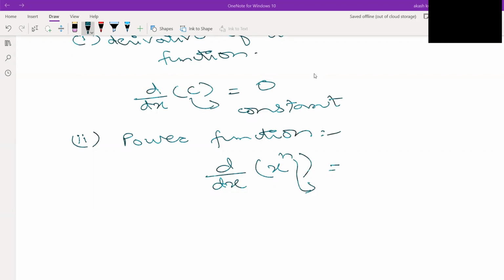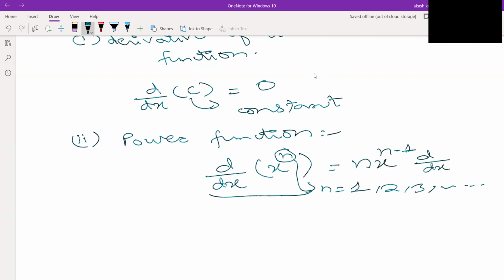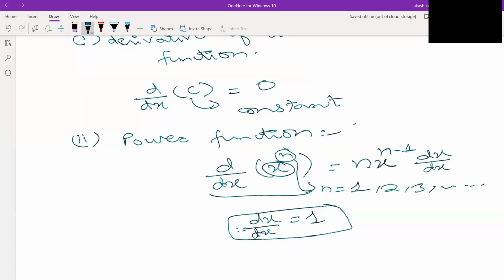So this was the rule. If n can be any number, like 1, 2, 3, 4, any integer, what this rule says is that the power will come down, and then -1 from the power, and d over dx of this. The derivative of a function with itself will always be 1. Just note it down somewhere, or just keep it in your head.